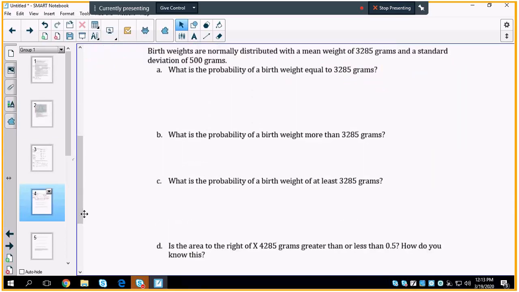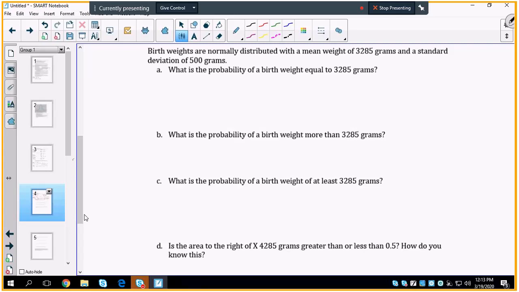Birth weights are normally distributed with a mean weight of 3,285 grams and a standard deviation of 500 grams. And I'm going to answer a bunch of questions with this information. First and foremost, every single normal distribution problem will start with a picture and proper shading of the area. What do I mean by that?